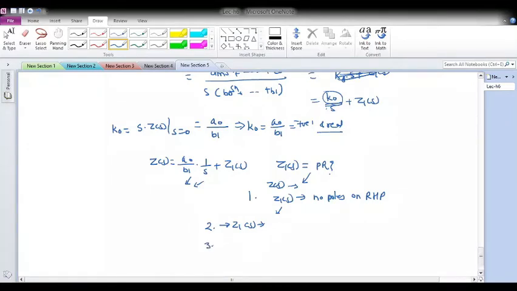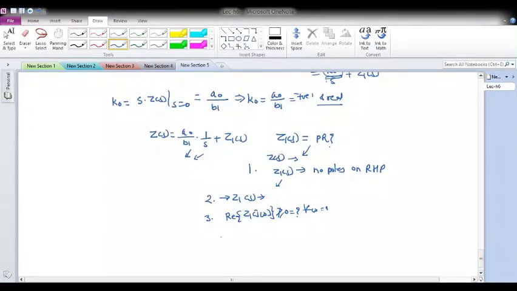Now the third thing you have to check is the real part of z1 of j omega, whether it is greater than or equal to 0 or not for all omega. So here how can we do it? Because as we know z of s is PR, real part of z of j omega is greater than or equal to 0 for all omega. This is known to us.